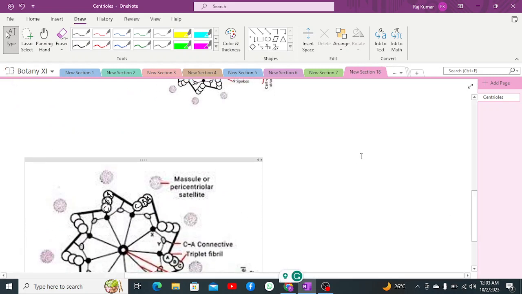And then there is the pericentriolar satellite, which controls the movement and gives direction to the centriole, either to create spindle fibers or to duplicate itself.